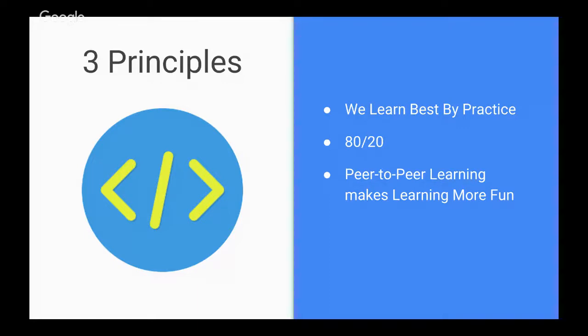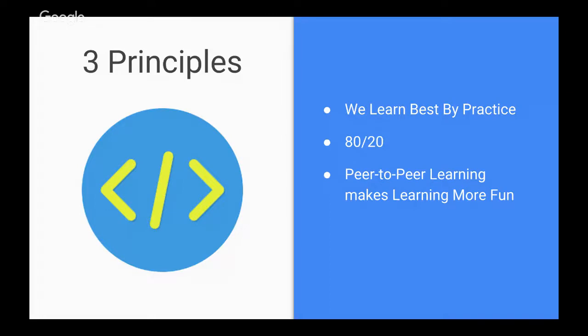The second is the 80-20 rule. And what that is essentially, 80% of the value of learning programming comes from learning 20% of the concepts. So the focus today is really going to be on the most critical 20% that gives you 80% of the value. And the third idea is that peer-to-peer learning really makes learning far more effective and more fun as well. So if you have any questions, go ahead, ask it in our Discord channel. Go ahead, ask me as well.